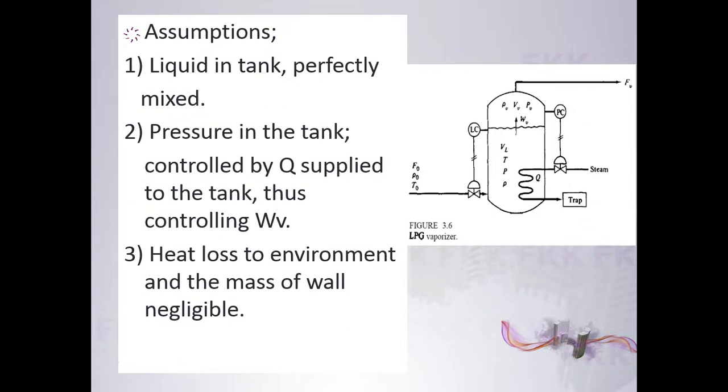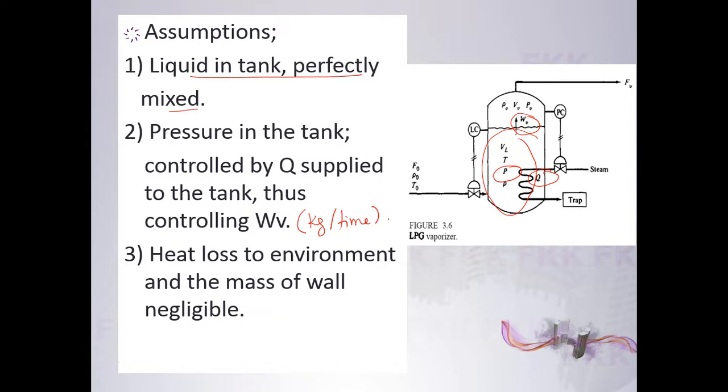For this system we are going to use three types of assumptions. The first one is that the liquid in the tank is perfectly mixed. You know what it means: the density is uniform throughout the whole system. Number two, the pressure in the tank, denoted by P, is controlled by the Q supplied to the tank, and thus it controls the rate of evaporation of the liquid to the vapor. Please note that the unit for WV used here is kilograms per time.